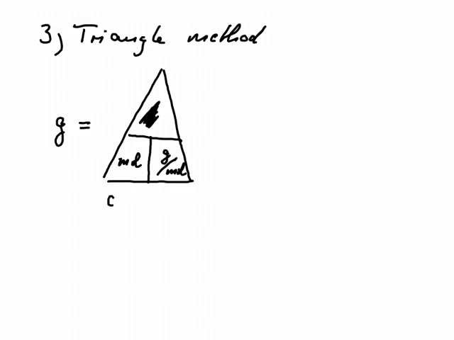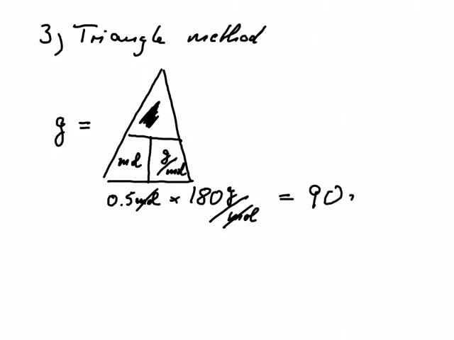So we've got 0.5 mole times 180 gram per mole. And what we see is that the moles cancel out, and we have got 0.5 times 180 grams. So therefore, the number of grams that are in this 0.5 mole is 90 grams. The drawback of this method is that you really need to remember what unit goes in which field.